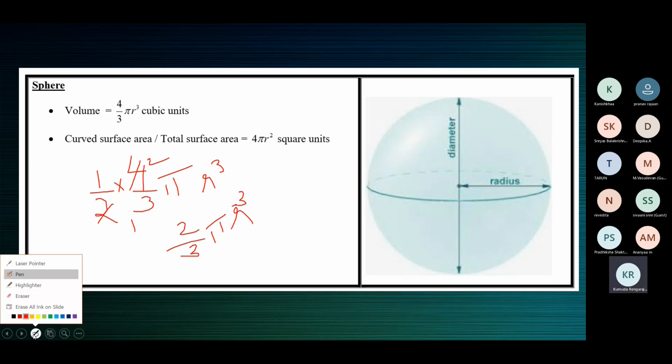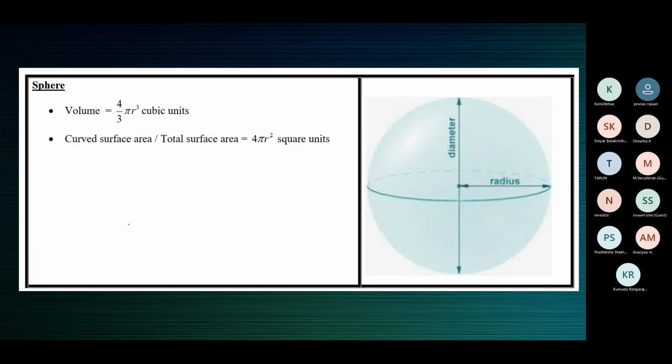Show you again. Sphere, volume of a sphere is 4 by 3 pi r cube. Hemisphere is half of it. So it will have half the volume. Half of 4 by 3 pi r cube.